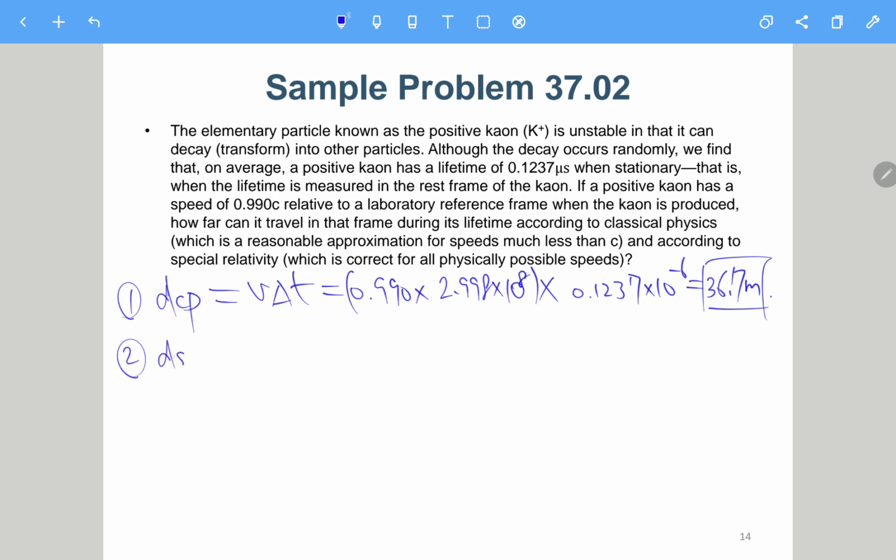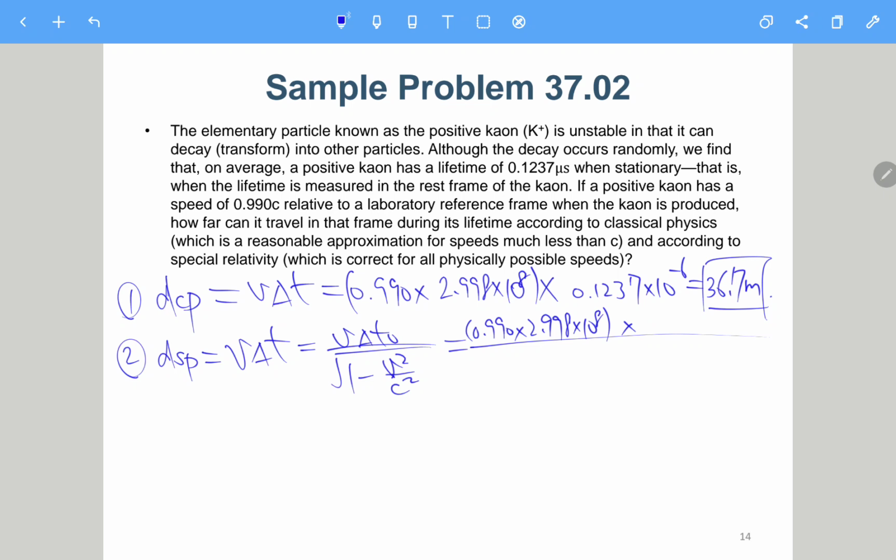And then the second one for special relativity. It is v delta t, but delta t is actually the dilated time. So it will be v delta t0 over the square root of 1 minus v squared over c squared. This is nothing but still 0.990 times 2.998 times 10 to the 8th power. This is the speed, and then times the proper time. Proper time is 0.1237 times 10 to the minus 6, over the square root of 1 minus 0.990 c over c quantity squared, like this. So it is 258.7 meters.